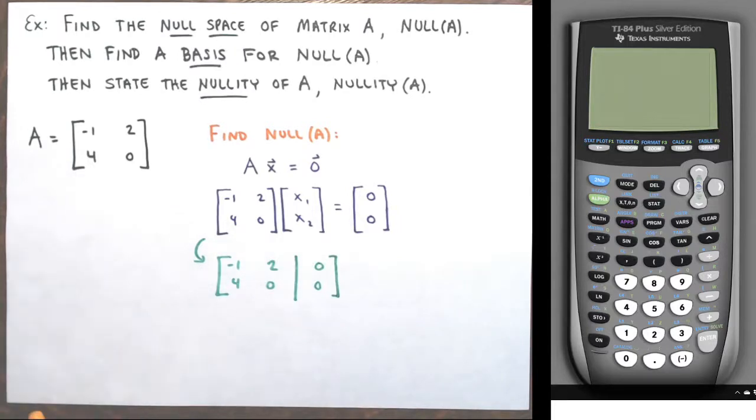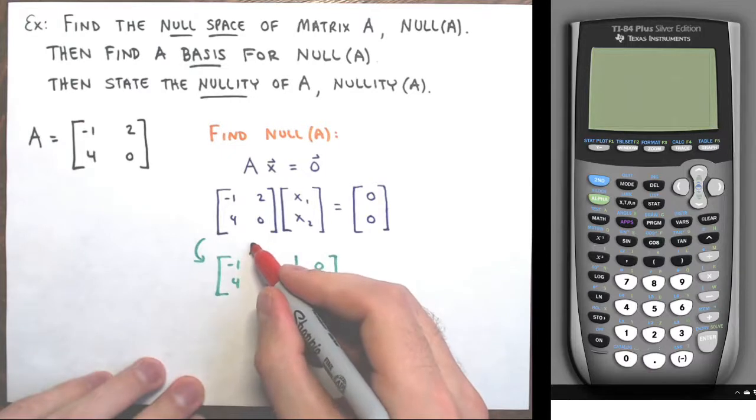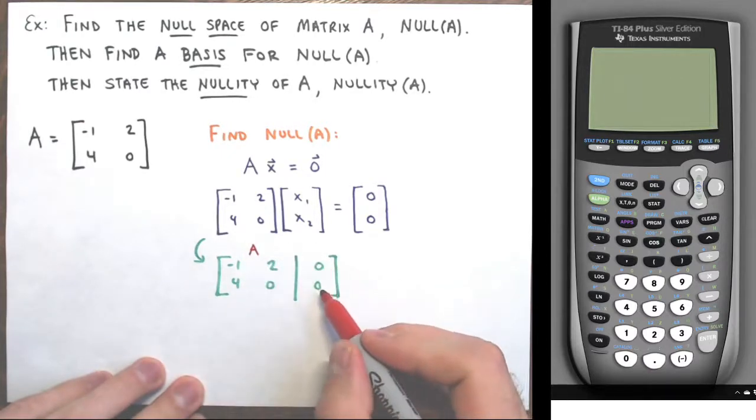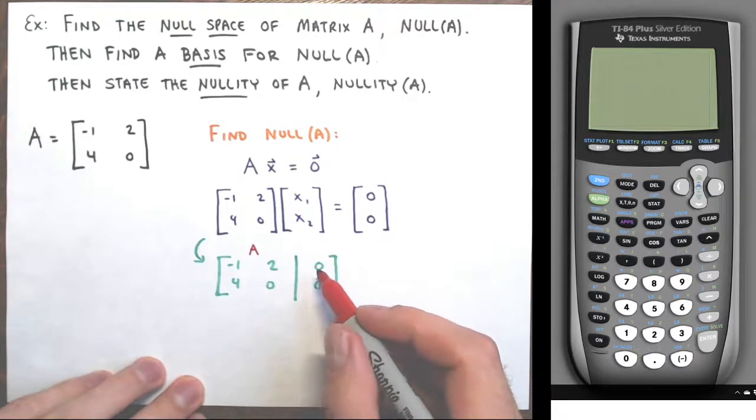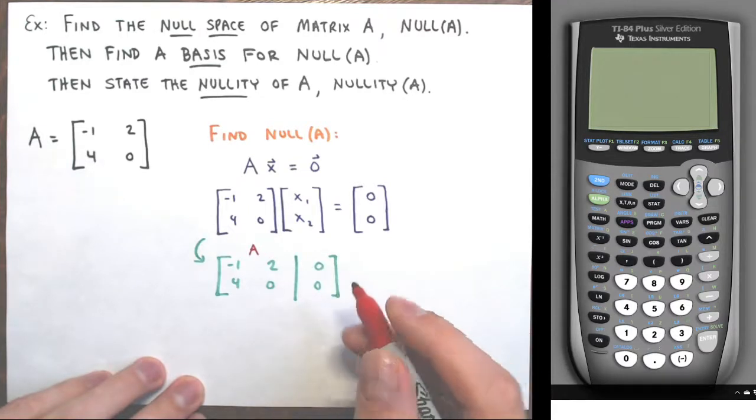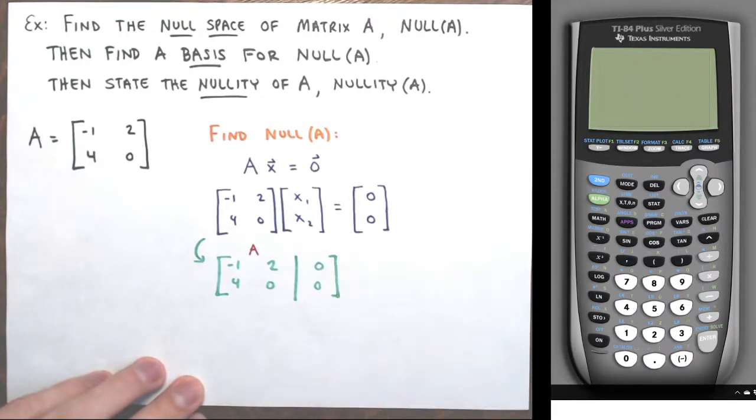Now you're going to notice, and you've seen this if you've been watching videos of mine, I've got matrix A over here. When you have a column of zeros on the other side of the equal sign, you don't really need to write that. You just remember that it's there, because what we're going to be doing is putting these matrices into echelon form or reduced echelon form, as I prefer.